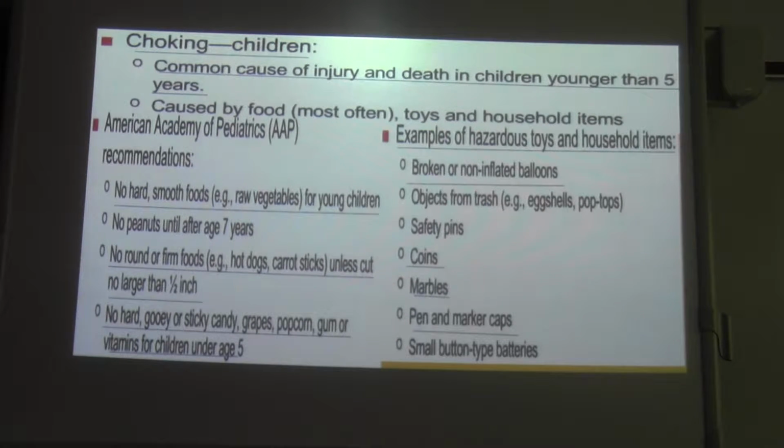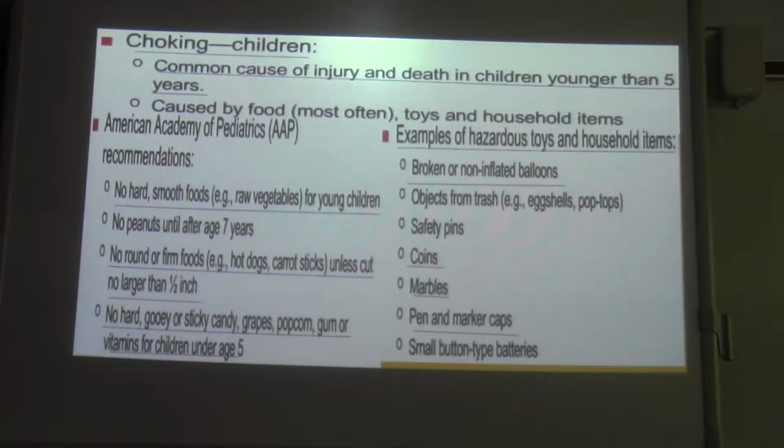Recommendations from the American Academy of Pediatrics: you shouldn't give your kids hard foods, i.e. vegetables, things that are difficult to break down. Nothing hard or firm. Things like hot dogs and carrot sticks, they can eat them, but you had better cut those up. Not necessarily the carrot sticks, but a hot dog, kids will choke on that. You have to cut it into pieces.